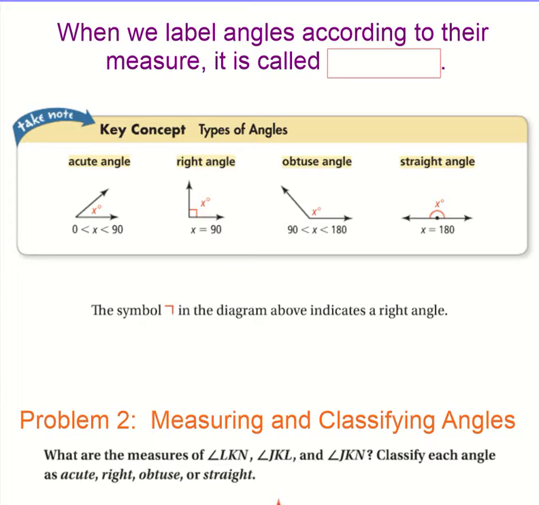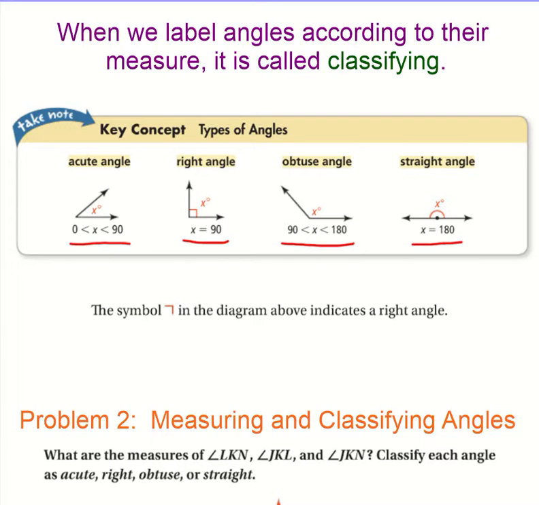So when we label angles according to their measure, it is called classifying. And so we have 4 different types we can talk about. We have acute angles, and I always think of acute as, oh, look, cute things are so little. And these are the smallest angles we're going to be dealing with, from 0 to 90 degrees. And then we have right angles, and these are 90 degrees. These are like when you see a corner. We have obtuse angles, and these are big angles. They're between 90 and 180 degrees. And then we have straight angles, which are exactly 180 degrees.